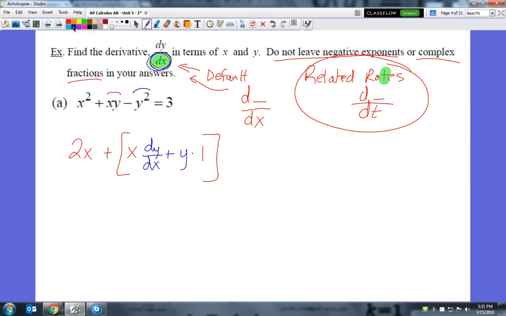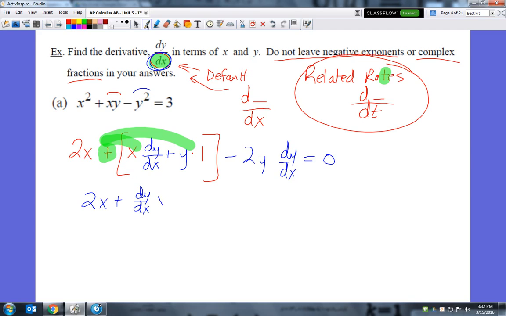Keep going and you see minus 2y dy over dx is equal to 0. Again, it's always got that chain rule feel to it. From now, you should see this positive will distribute across these two terms. So nothing really is going to change, so I can go ahead and write it without parentheses. So I'm going to write my dy over dx in front of x, and then plus y minus 2, minus dy over dx 2y.